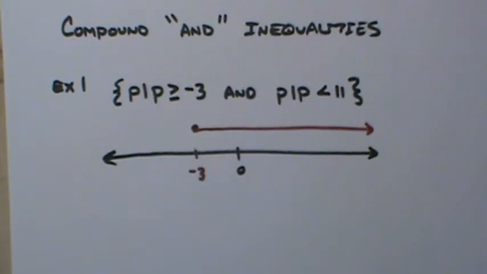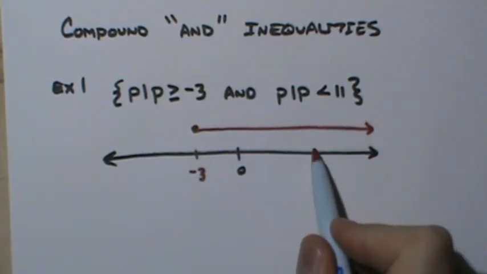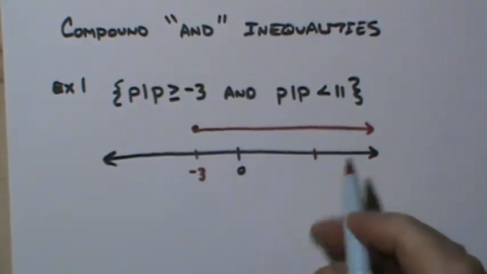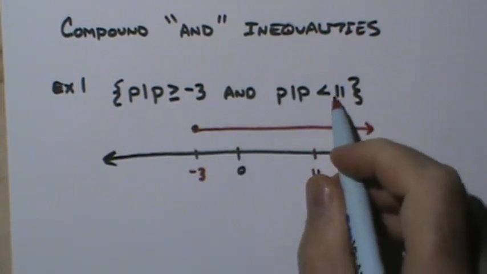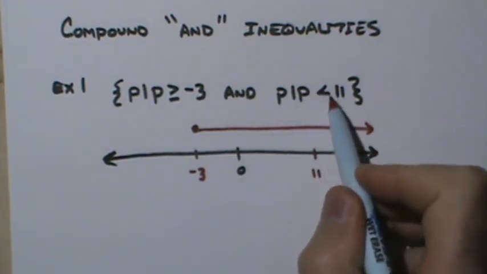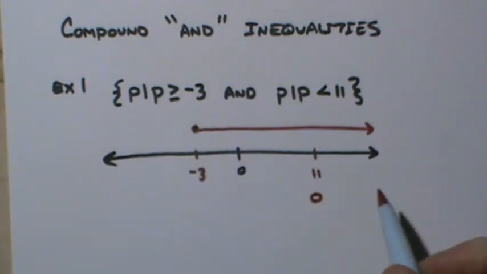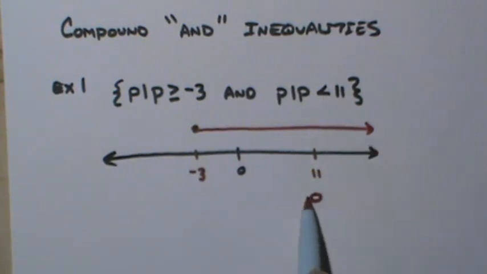Next, I need to find the 11. 11 would be found to the right of 0. That indicates, when it's a strict less than, that I would have an open circle, and this one tells me to shade off to the left.